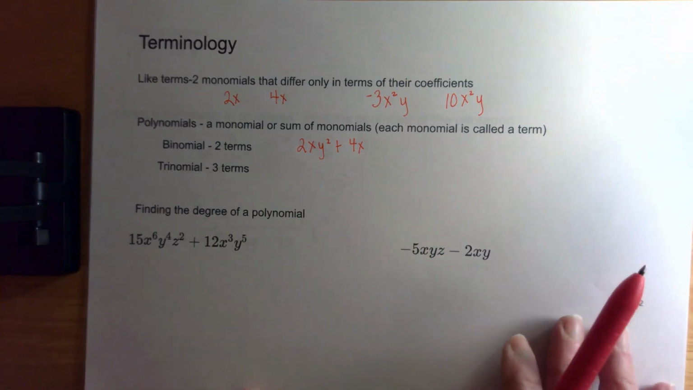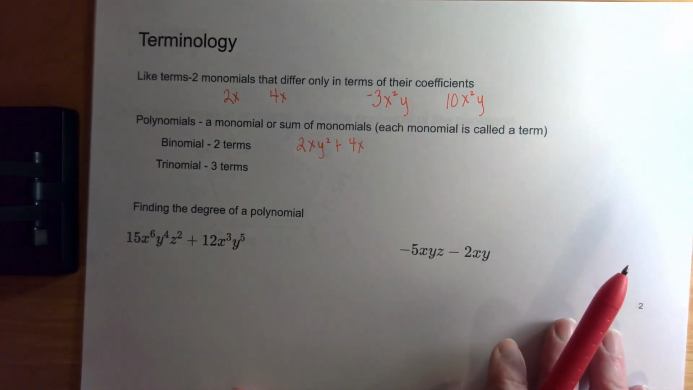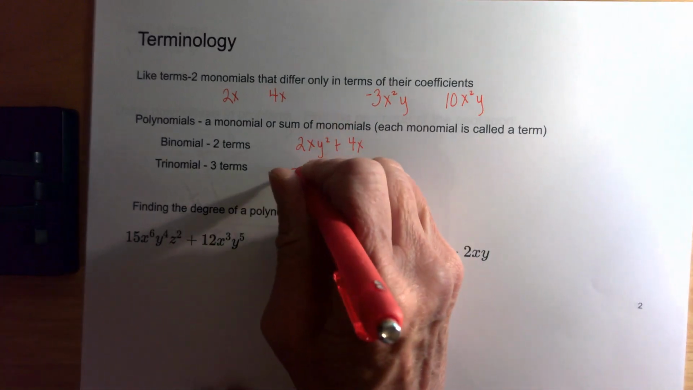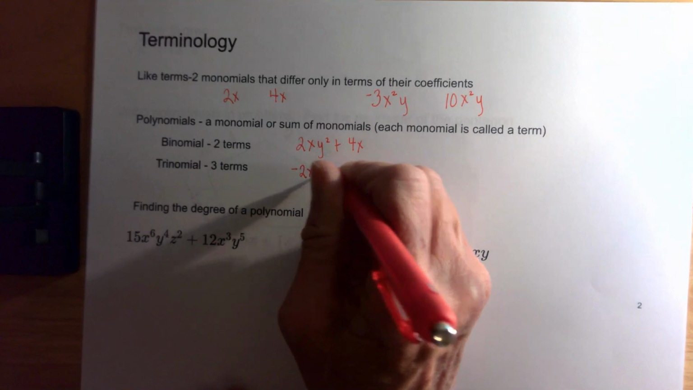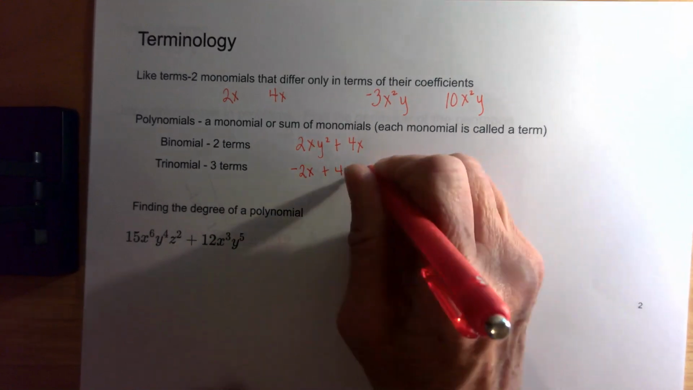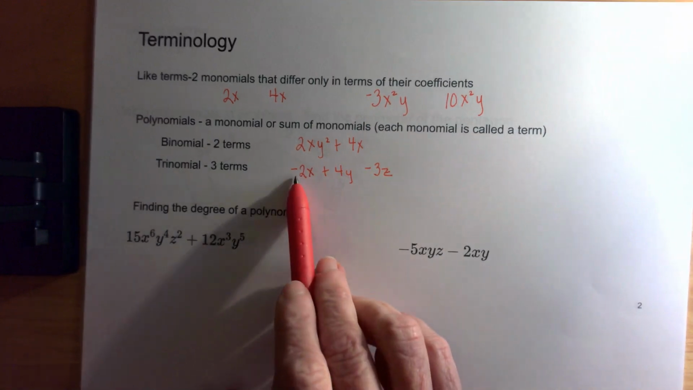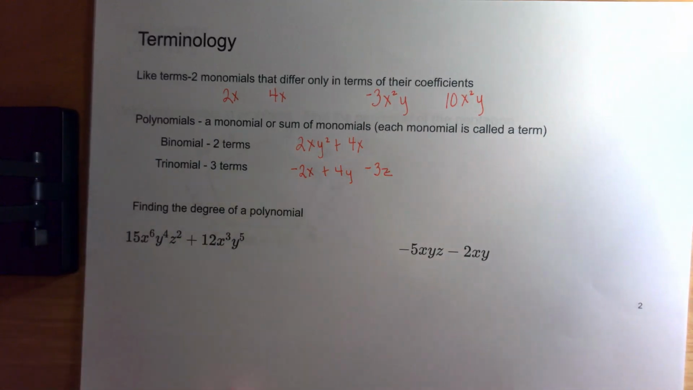A trinomial is a polynomial with three terms. So, like for instance, negative 2x plus 4y minus 3z would be a trinomial. First term, second term, third term.